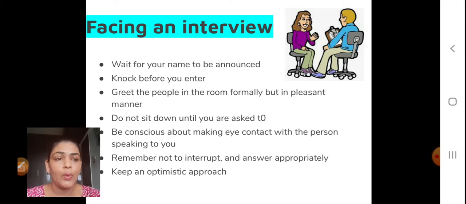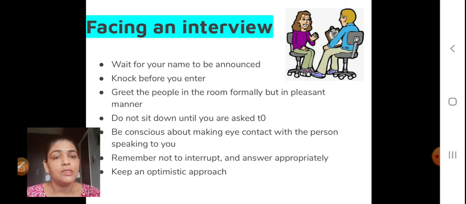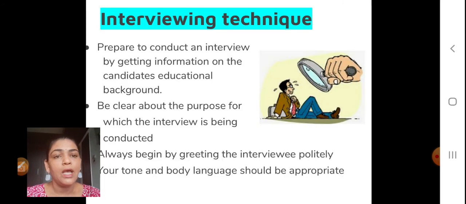Now, until the question is finished, do not interrupt the interviewer. Do not answer or speak in between. Let the question finish, be patient, and then you can answer the question. But keep an optimistic approach. We also have to remember that we have to keep a very optimistic approach. We should be positive, we should think positive, and we should keep a smiling face. Now, next we are going to talk about the interviewing techniques.